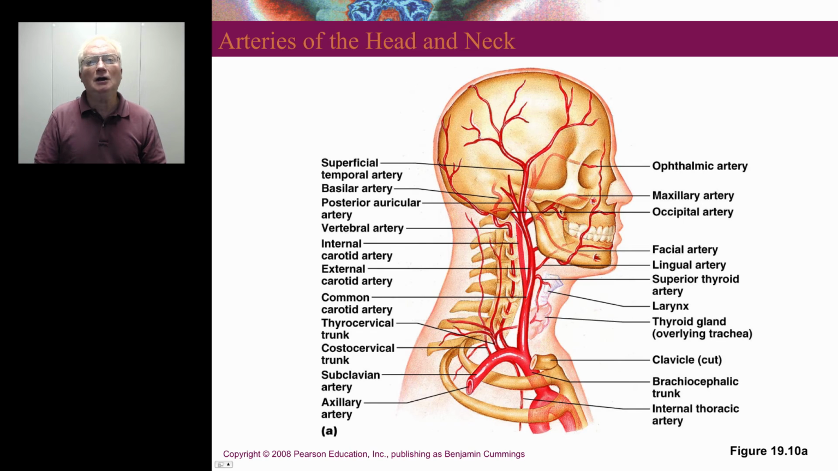The superficial arteries that are branches of the external carotid are named for the regions of the superficial head that they supply. The ophthalmic artery is actually a branch of the internal carotid. Sorry. The maxillary artery, the occipital artery, the facial artery, the lingual artery, and so forth.